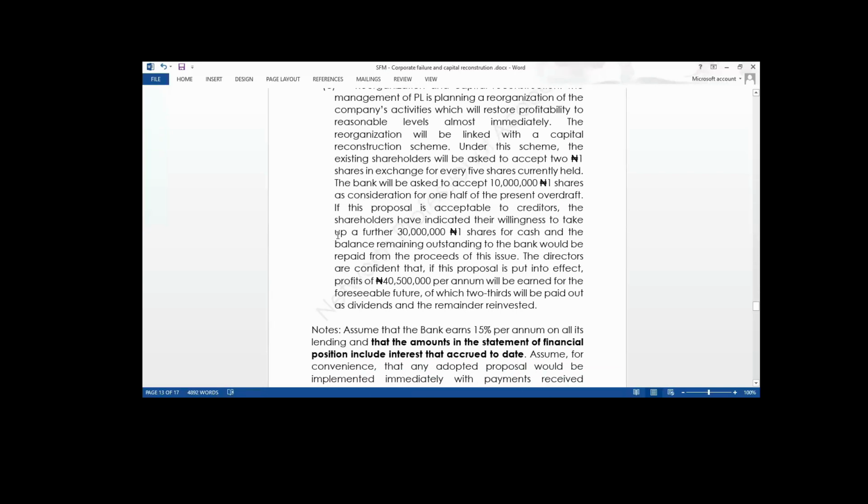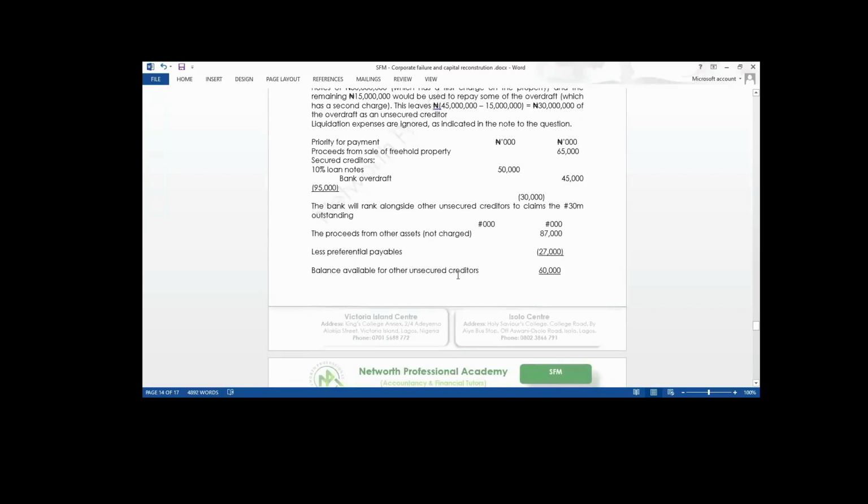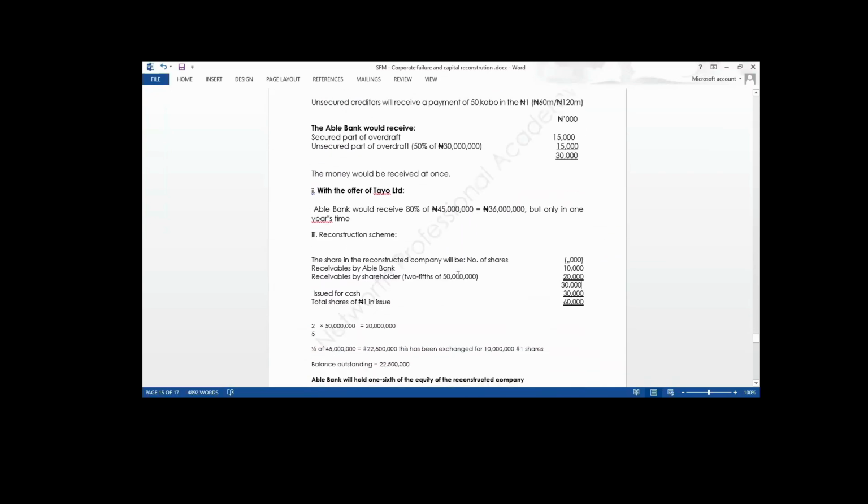Look at the next line. If this proposal is acceptable to creditors, the shareholders have indicated their willingness to take up a further 30 million naira shares for cash. That means existing shareholders will subscribe for more shares in the company, and they are going to provide 30 million naira. Look at the treatment here. New shares issued for cash, 30 million. Total shares in the company at 1 naira, 60 million shares.